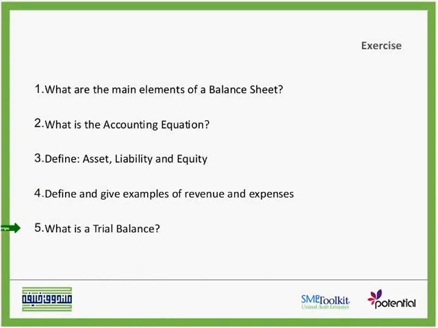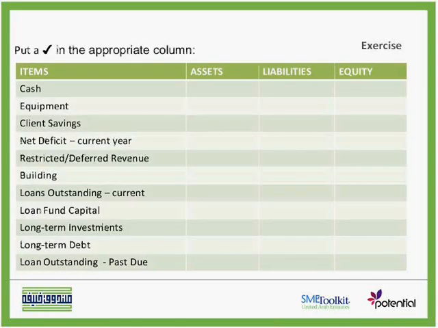Let's have a look at a simple exercise to see where each item goes. Let's see where each item will fit on our balance sheet. Cash. Cash, it's our company's money. So it is money for the company. It is a cash item that belongs to the company.